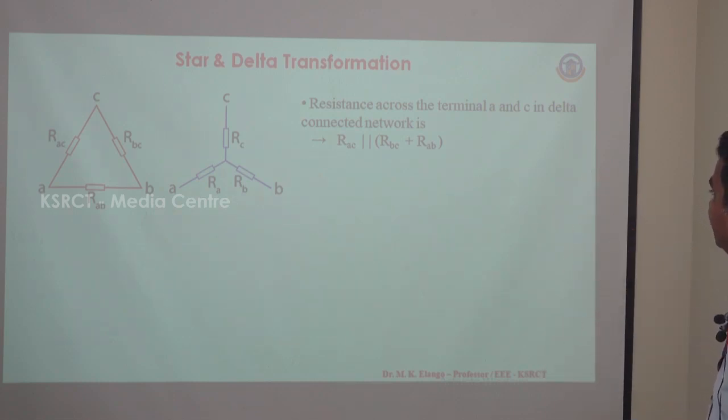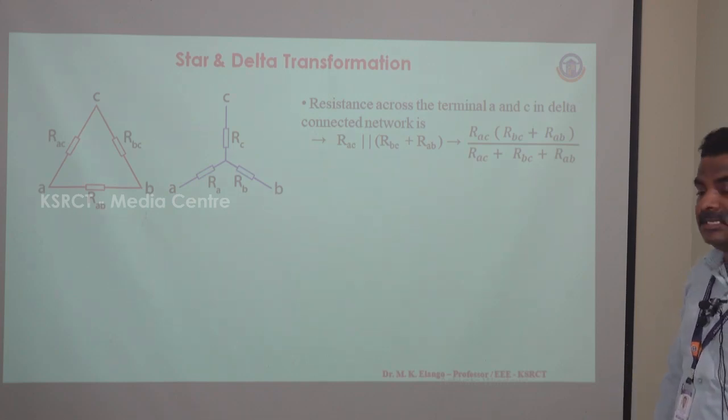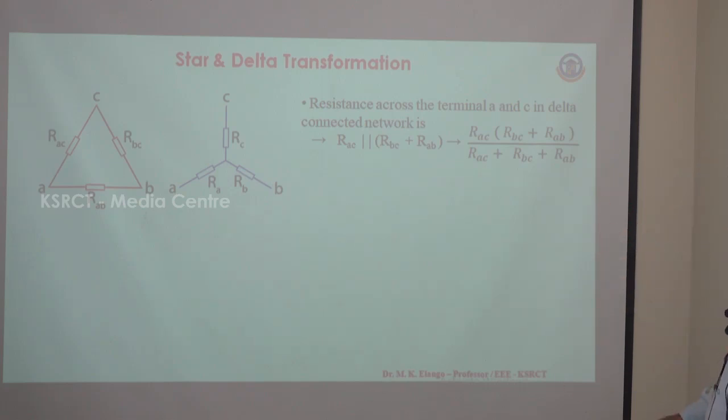So the resistance across terminals A and C in the delta connected system is RAC in parallel with RBC plus RAB, and we know how two resistors are connected in parallel. The equivalent resistance formula is the product, RAC into RBC plus RAB, divided by the sum RAC plus RBC plus RAB. That gives the representation for that case: the resistance across terminals A and C in the delta connected system, RAC in parallel with RBC plus RAB.